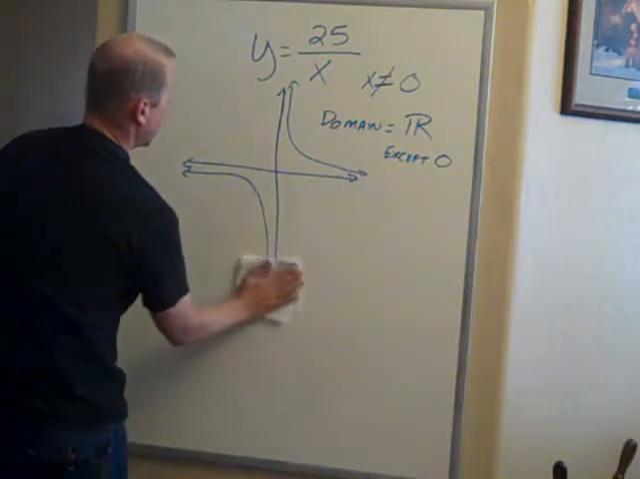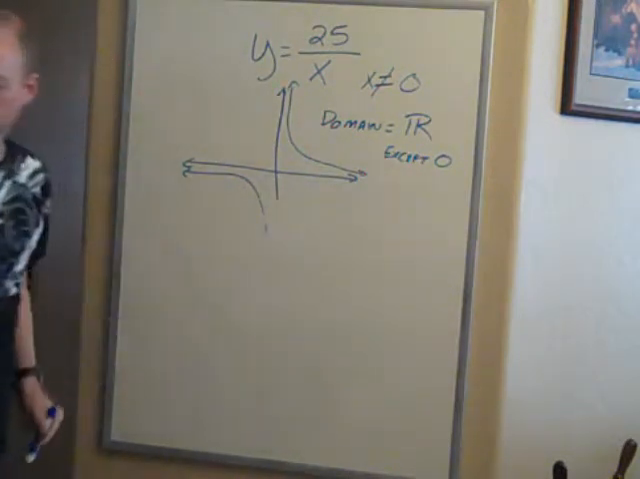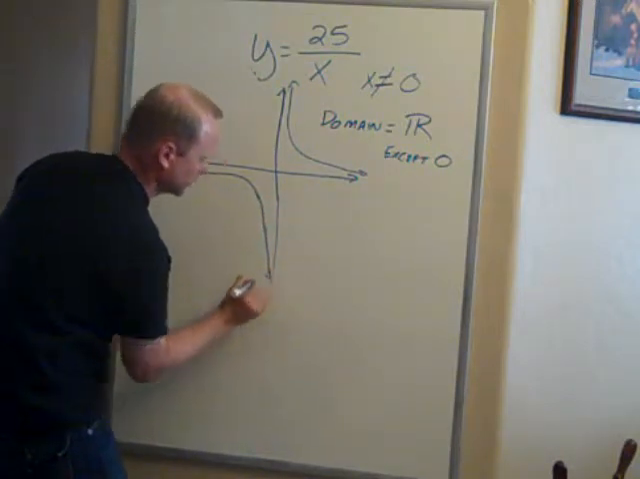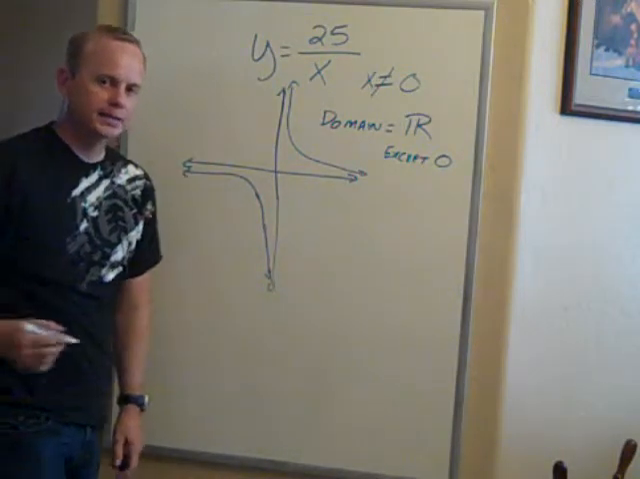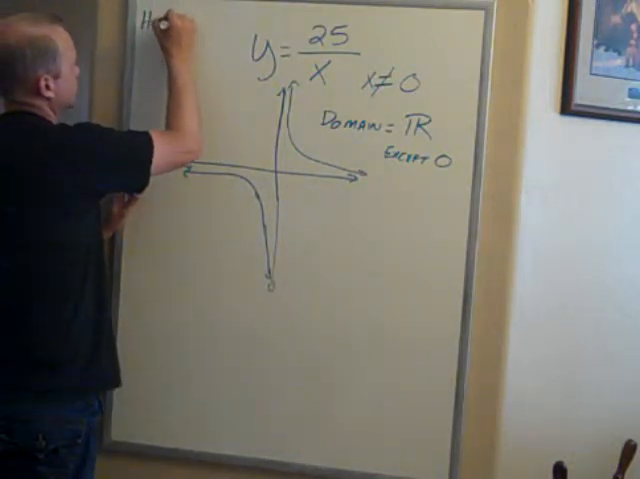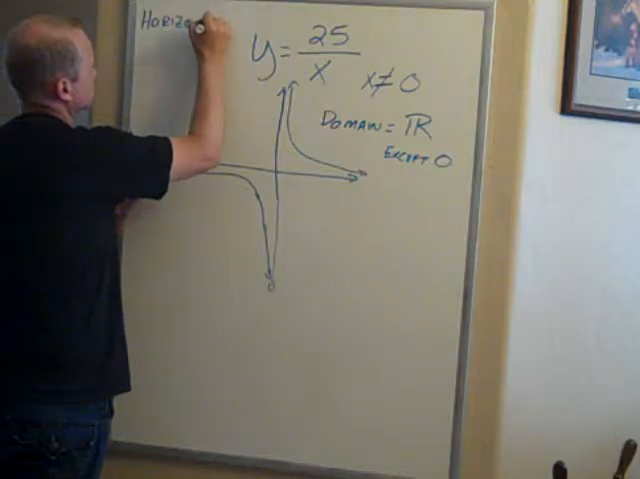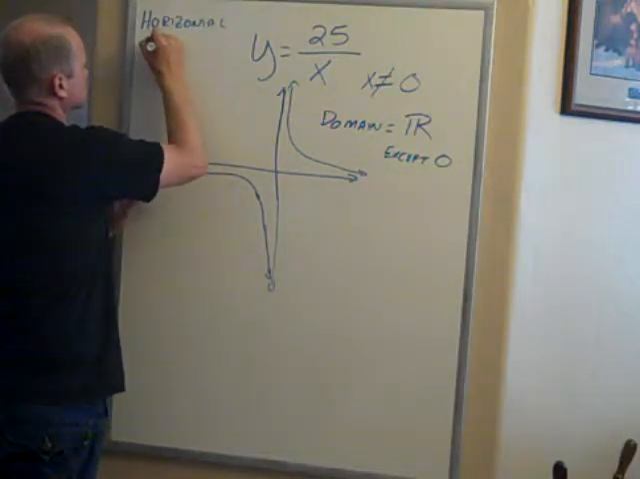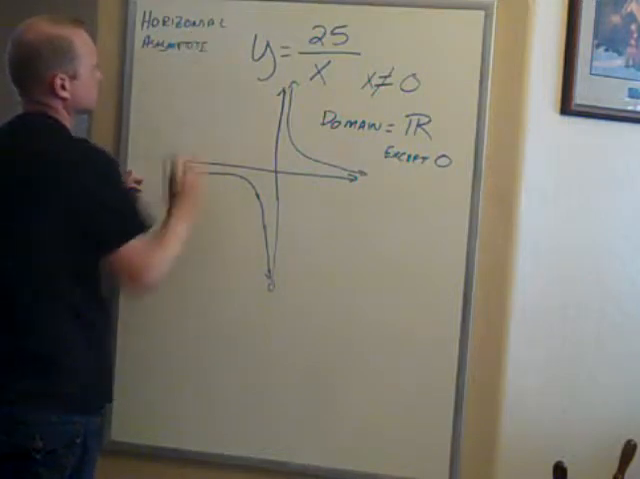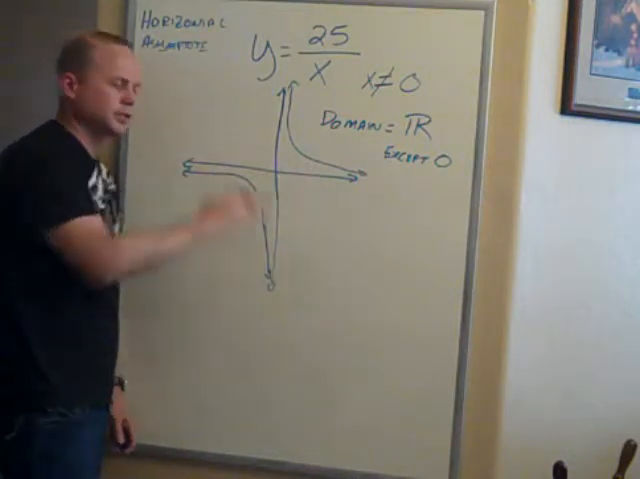Alright. So now let's look at... I'll give a rough rendition here of it. Okay, now I want to look at the asymptotes. And first let's look at the horizontal asymptote. Okay, the horizontal asymptote, that's the one that goes this way.